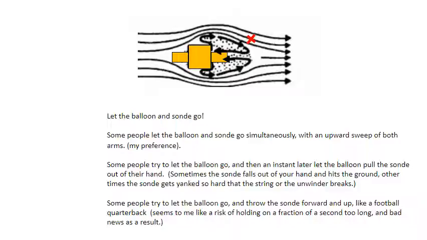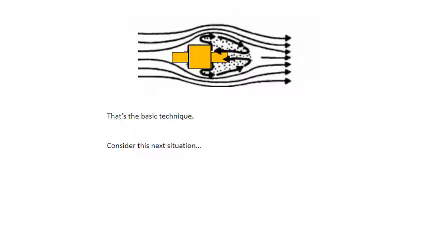Some people let the balloon and sonde go simultaneously with an upward sweep of both arms. That's my preference. Some people try to let the balloon go and then an instant later let the balloon pull the sonde out of their other hand. Sometimes the sonde falls out of the other hand and hits the ground. Other times the sonde gets yanked so hard that the string or the unwinder breaks. Some people try to let the balloon go and throw the sonde forward and up like a football quarterback. This seems to me like a risk of holding on a fraction of a second too long and bad news as a result. That's the basic technique.